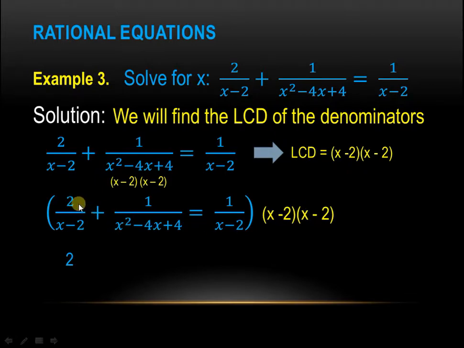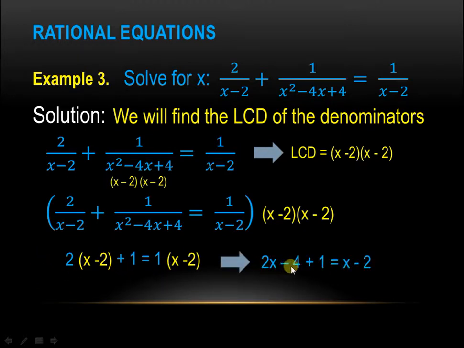That's the one we're just going to multiply to 2. And for this one, this is the factored form of this. So we'll still have the plus 1. Nothing to multiply. And the last one, check it again. The denominator is x minus 2. And we have 2 x minus 2. So we still have one more x minus 2 to multiply to 1. So this is now our new equation. Let us simplify it. Okay? By distributing this 2 and the 1 there, the new equation will be 2x minus 4 plus 1 is equal to x minus 2.